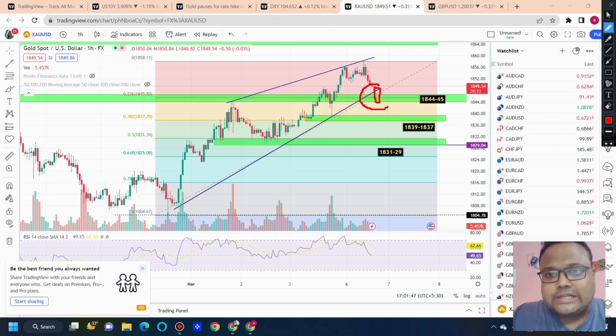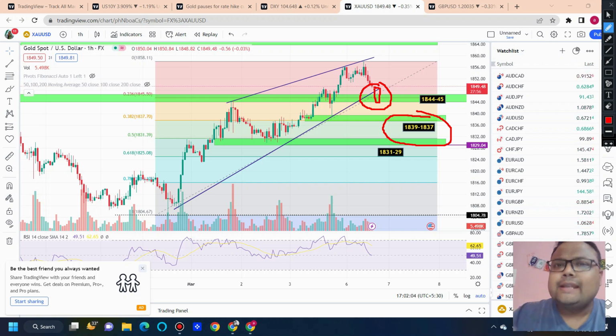So when the market reaches this particular level, you observe the market. If you see the market taking support, then only go for a buy position. In case you see the market falling with a big red candle, then obviously you should avoid. In that case, you can wait for the next support, that is around 1839 to 1837. You can expect a bounce of 30, 40, 50 pips around there.